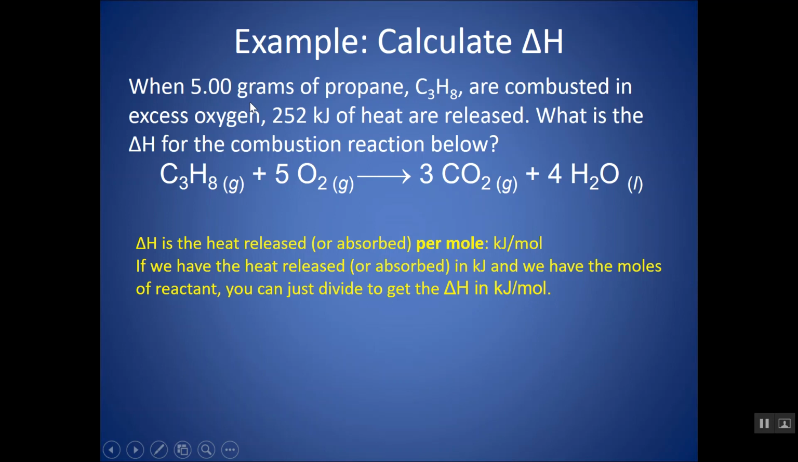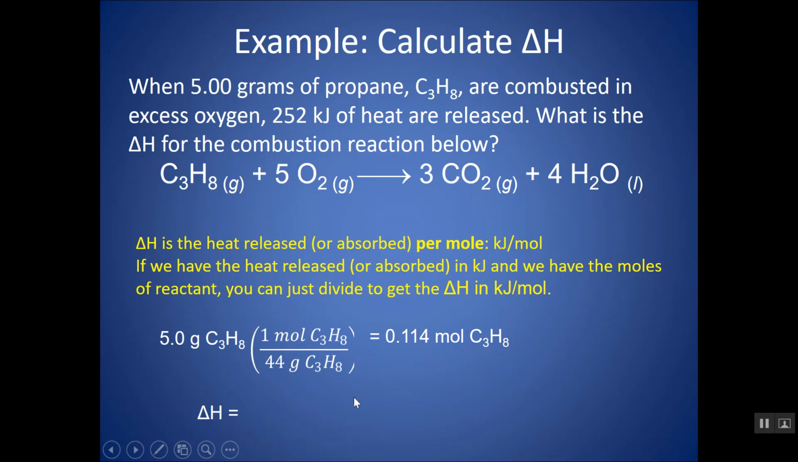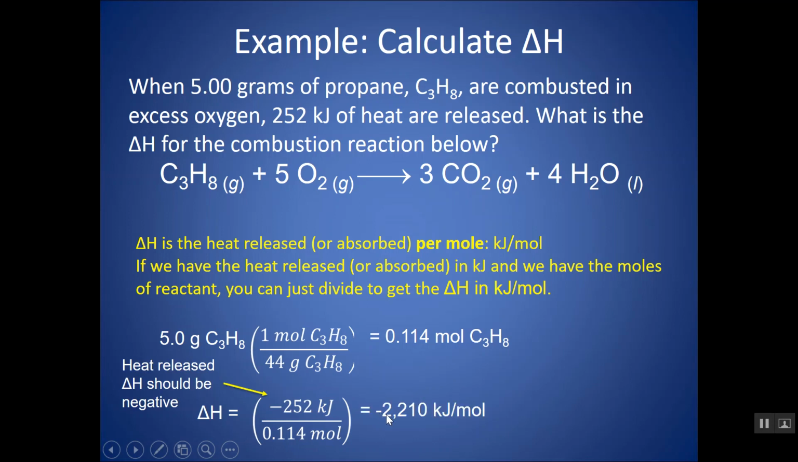So in this situation, okay, I can change the 5 grams into moles using the molar mass, 0.114, and then this was the heat per 5 grams. I don't want the heat per gram, I want the heat per mole. So if I take the heat and divide by the 0.114 moles, notice I'll now have units of kilojoules per mole, okay? And notice that I put in a negative sign here. Why? Because it's telling me heat's released. So if it's telling me heat's released, make sure that your final answer for delta H is negative. If it's telling me that heat's absorbed, make sure your final answer for delta H is positive.